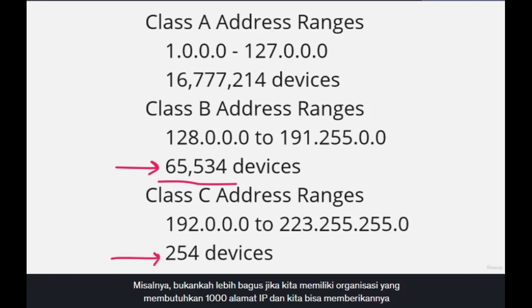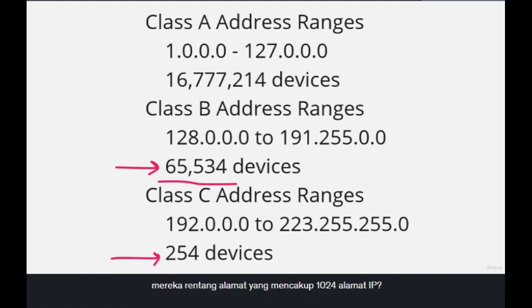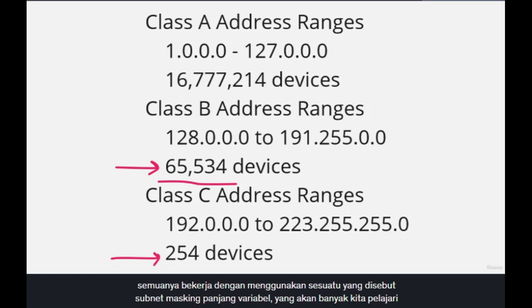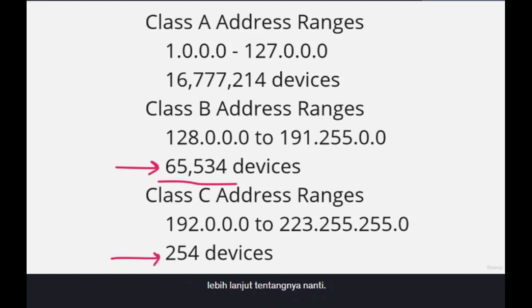Wouldn't it be great if we had an organization that required 1,000 IP addresses and we could give them an address range that included 1,024 IP addresses? Well, then I'm really giving them 24 more than they need. And so although this class system of IP addresses still exists, we've greatly changed the way that things work by using something called variable length subnet masking, which we are going to learn much more about later on.